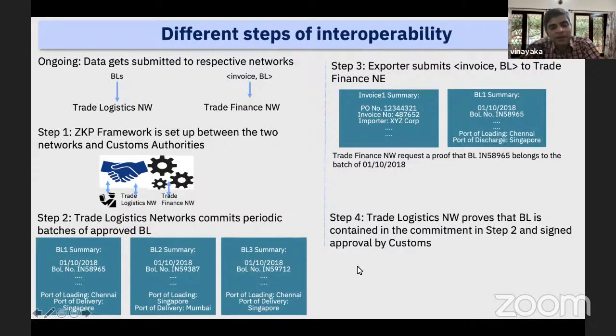So in the process, what has happened is the trade logistics network has not revealed the set of all bill of ladings, because not all bill of ladings may be required by this trade finance network. But at the same time, this trade finance network has learned that this bill of lading, which they care about, is there in the trade logistics network. Okay, so this is one example in which zero knowledge proofs come together to allow two networks to work with each other. Okay. I hope the example was clear. Yes, yes.